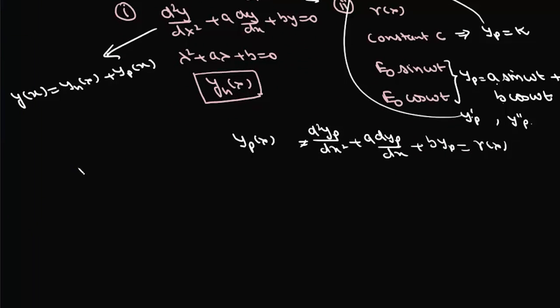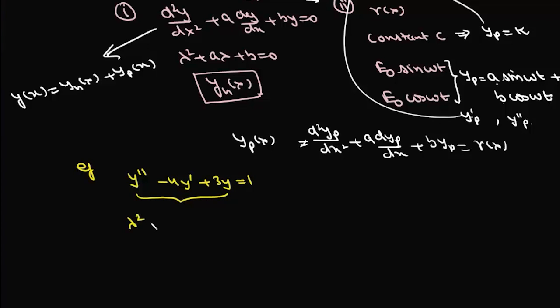Now let us take up an example. We are given this differential equation, y double dash minus 4y dash plus 3y equals 1. So now this is no longer a homogeneous linear differential equation. What we'll first do is find yh, and for this we'll write the characteristic equation for this homogeneous part.